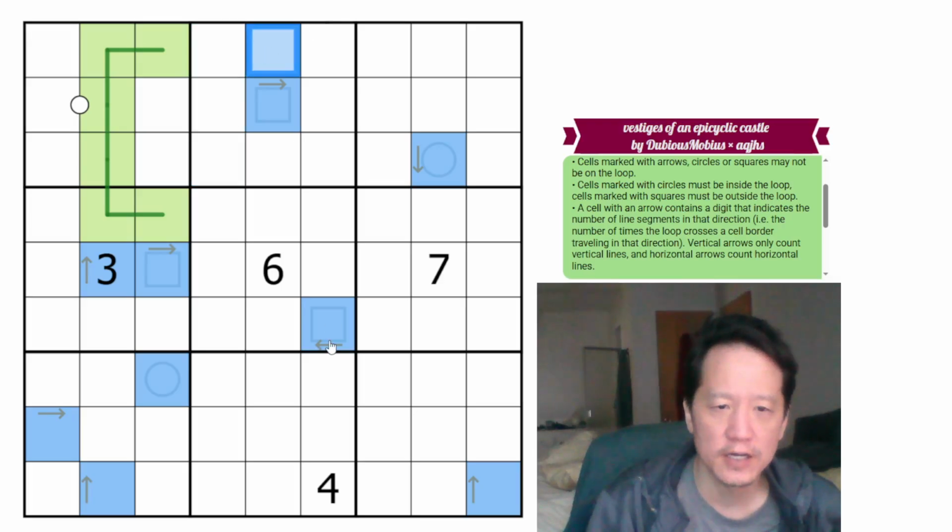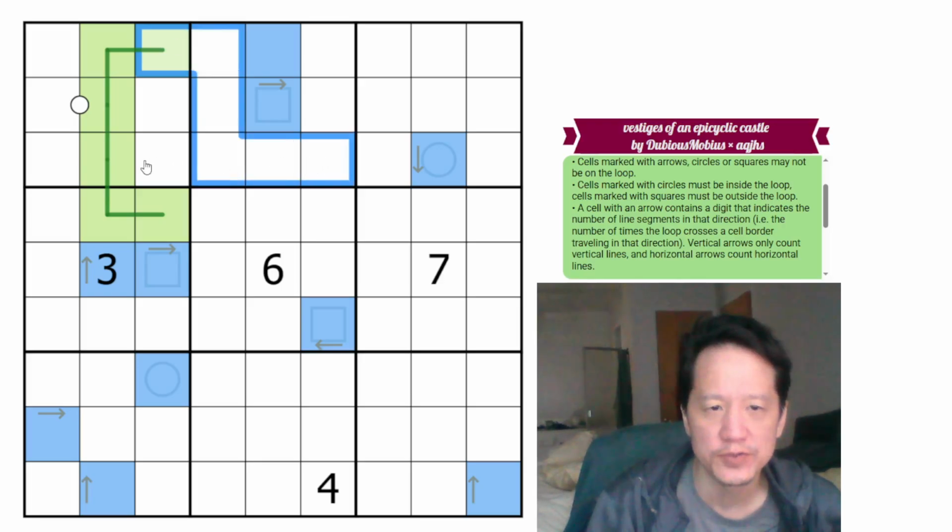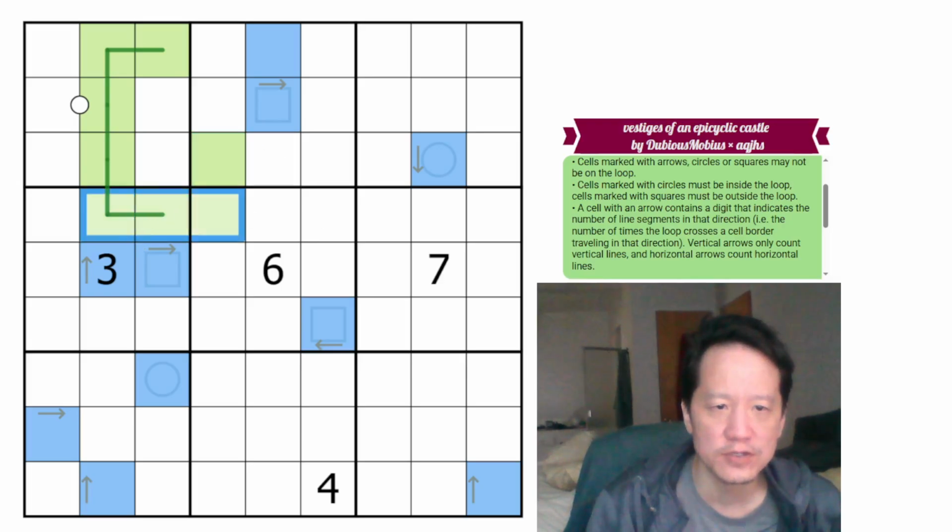So this is not on the loop. Okay, so it cannot go up here. If it tries going up here, this one has to essentially go somewhere this way, and that blocks this. So this has to be on the loop, because this one has to be able to get here. So therefore, this is also on the loop, and it has to go this way. So it has to go this way. This one has to go this way. So this is on the loop.